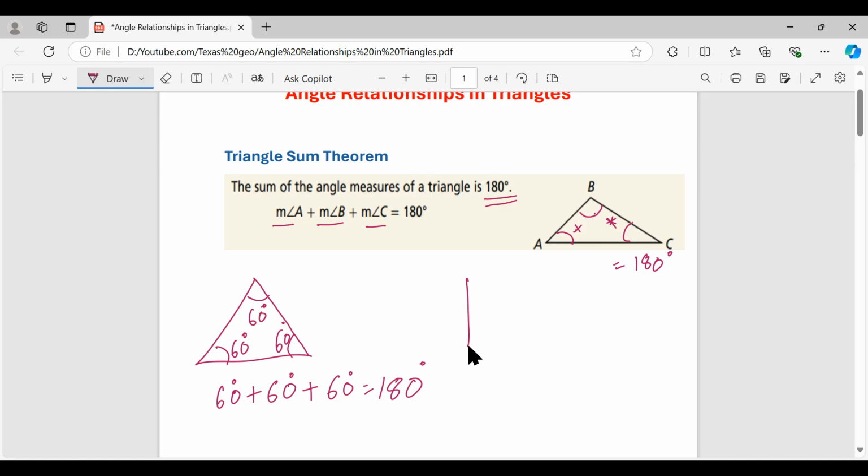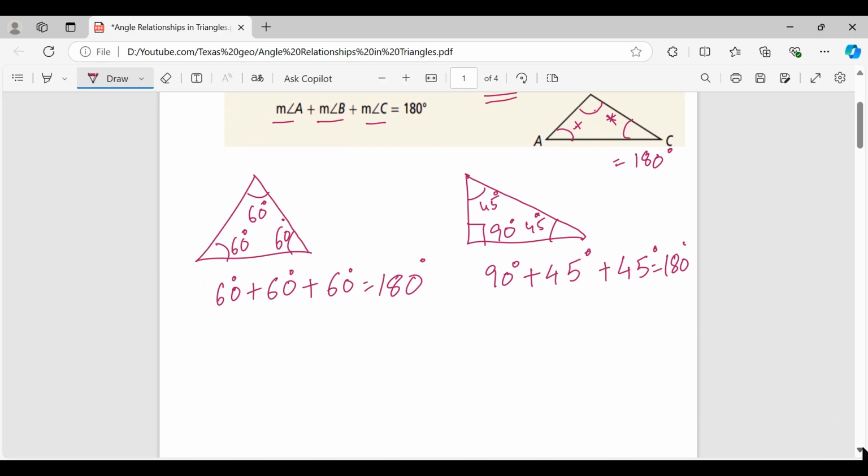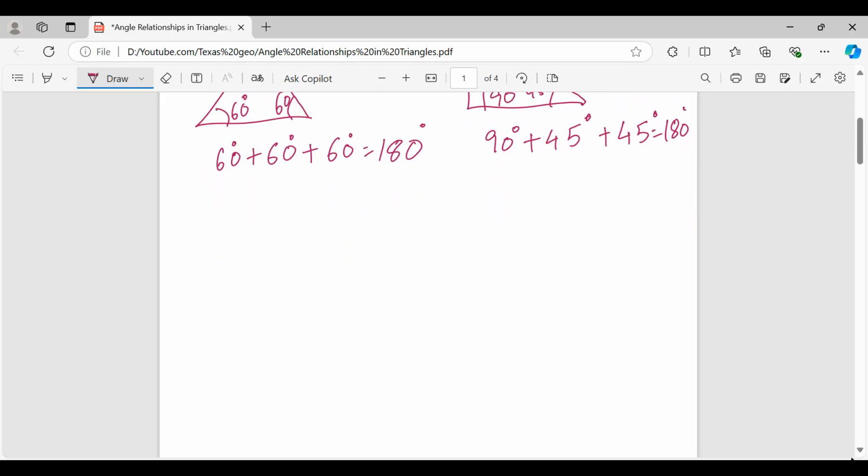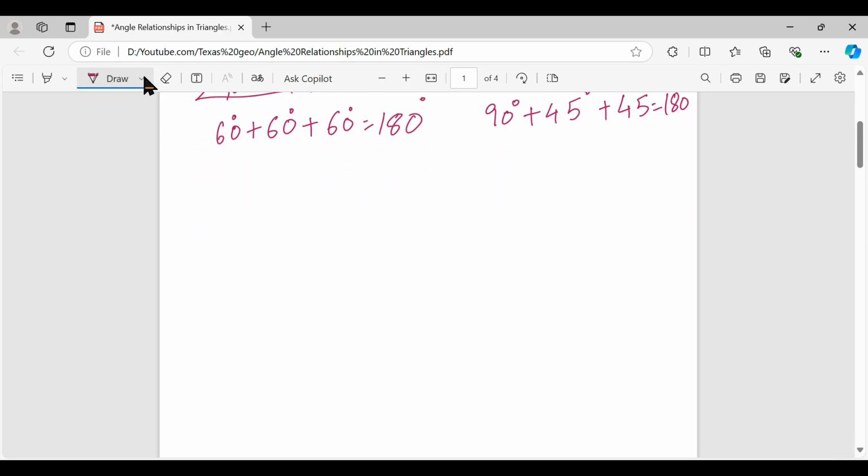Now we can have another kind of triangle. Suppose you have a 90 degree here and we have a 45 degree here. We can also have a 45 degree here. Now you add all of these and you will get 180 degree. So if you have a question based on this, suppose two angles are given and you have to find the measure of third angle, you can do that easily.